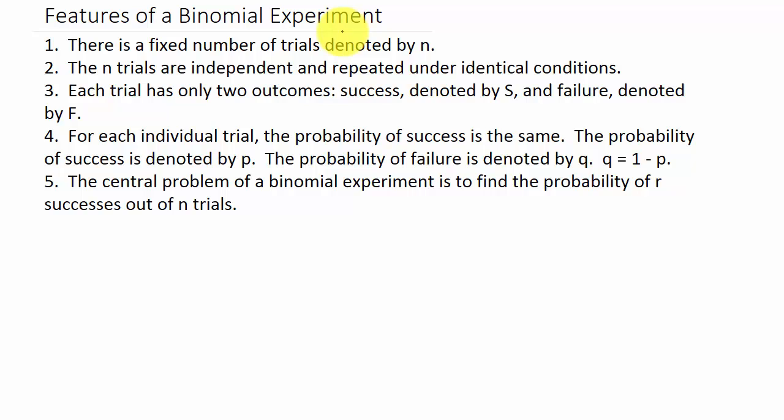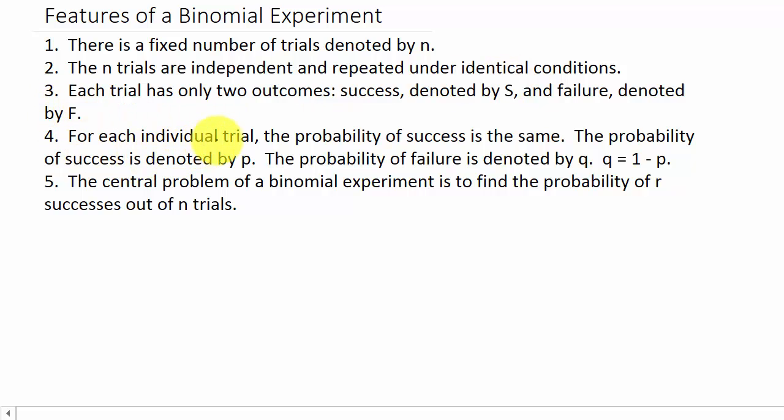Alright, so the trials are independent. That means the outcome of one trial does not have anything to do with the outcome of another trial. And each trial, just like it says, the conditions are identical. Each trial has only two outcomes, a success or a failure. A success we denote using the letter S, a failure the letter F.